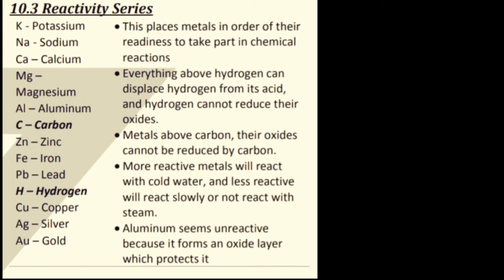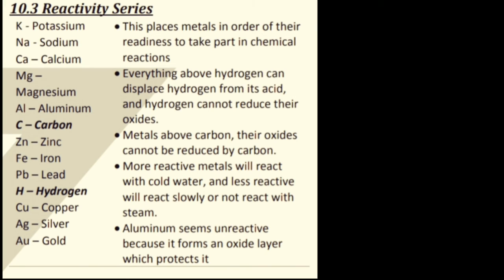For example, aluminum oxide, magnesium oxide, calcium oxide: these metal oxides cannot be reduced, cannot react with carbon and do not form any type of product. But for metals below carbon, for example zinc, iron, lead, these metal oxides can be reduced to metal by carbon. Zinc oxide reacted with carbon forms zinc and carbon monoxide. Fe2O3 can react with carbon and form Fe and carbon monoxide.